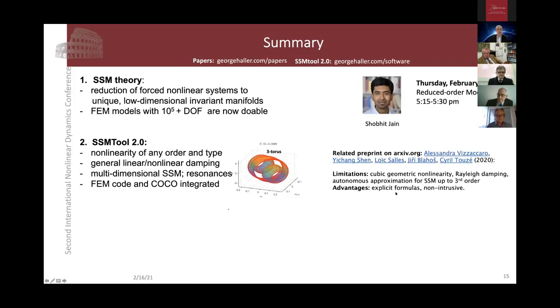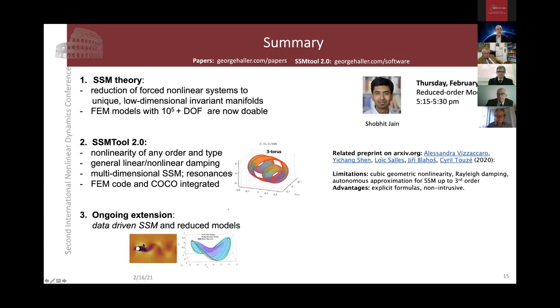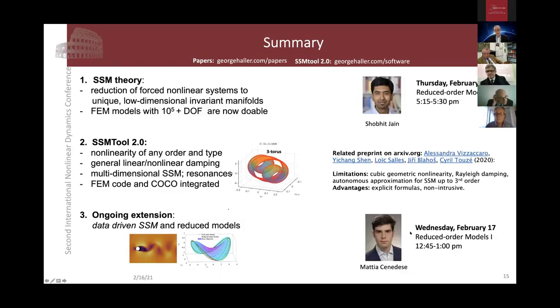I think there will be talks also related to this in the workshop, potentially in the same session. There's an ongoing extension of these to data-driven problems. So what if you don't have the equations? You can still try and construct these invariant manifolds in the phase space and obtain lower dimensional reduced order models. And a PhD student from my group, Mattia, will talk about that in another session on Wednesday, the reduced order model 1 session. And that would be my talk. Thank you for your attention.